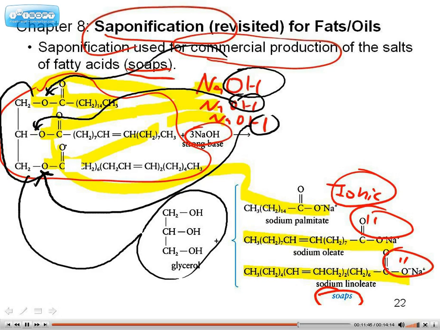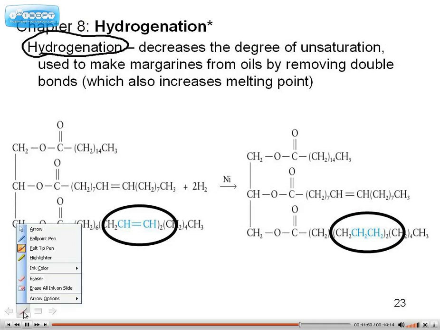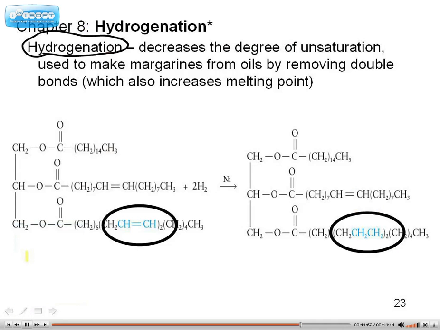This is a brand new reaction called hydrogenation. Please take a look at the name. See where it says hydrogen in the hydrogenation portion of the name? What do you think we're going to be adding in? Hydrogens.